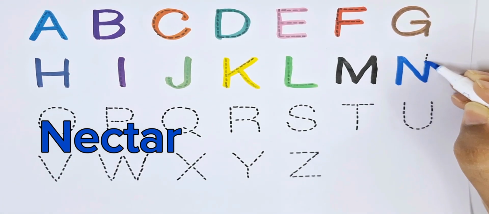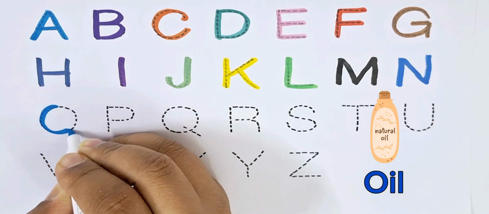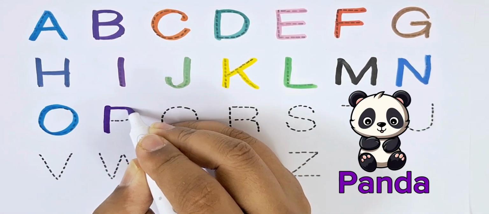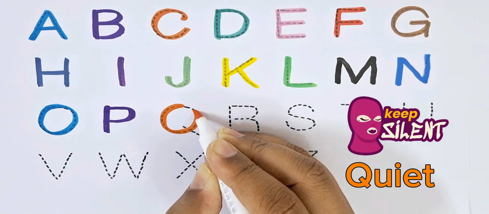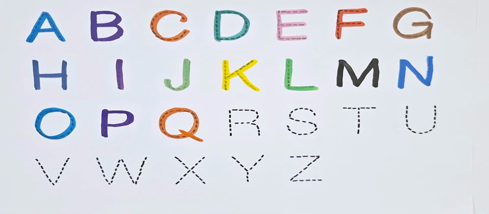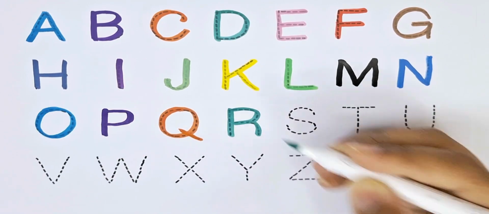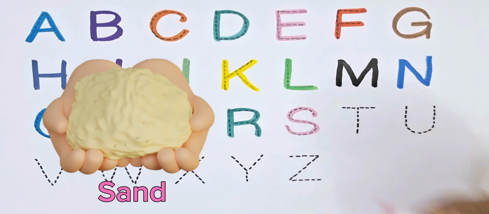N is for nectar. O is for oil. P is for panda. Q is for quiet. R is for rose. S is for sand.